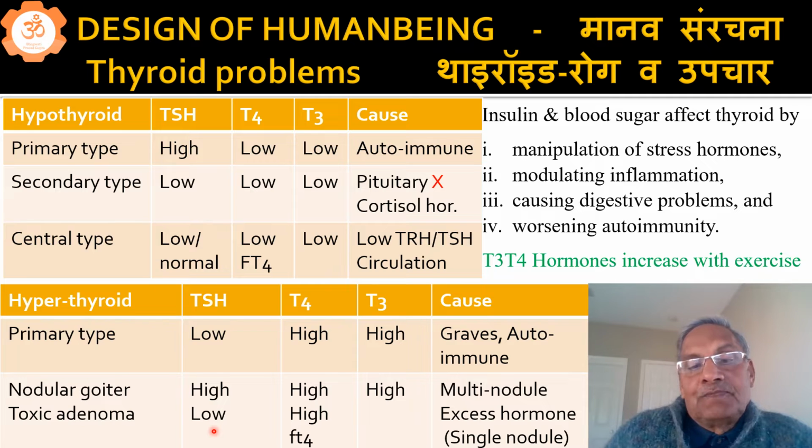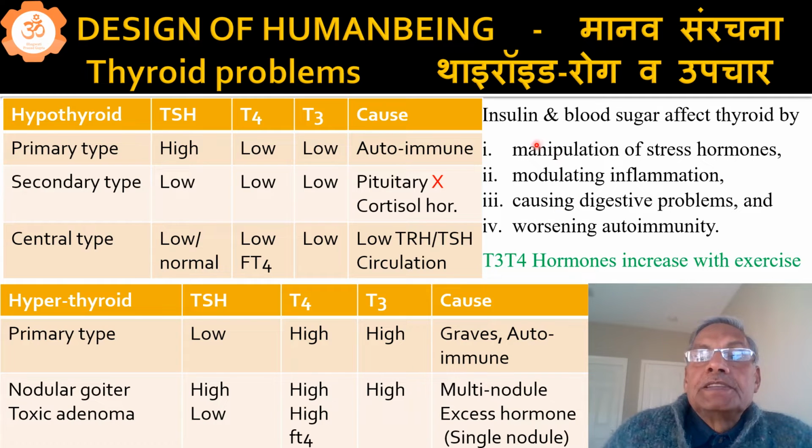And the third type of hyperthyroid is toxic adenoma. In this case, TSH is low and T4, T3 naturally are high, and FT4 is also high. Why all these variations? Because of the position of the condition of TSH with respect to the condition of T4, T3.